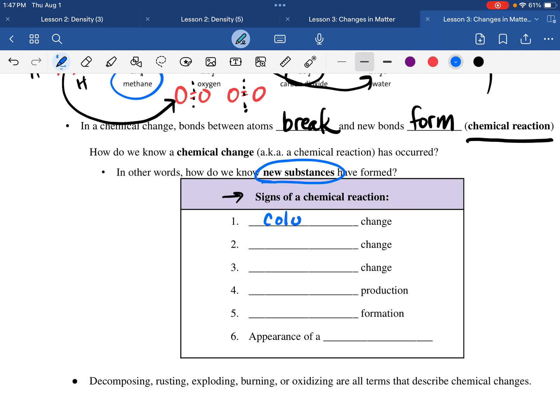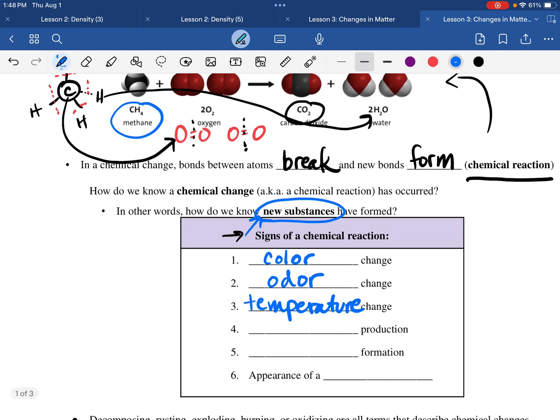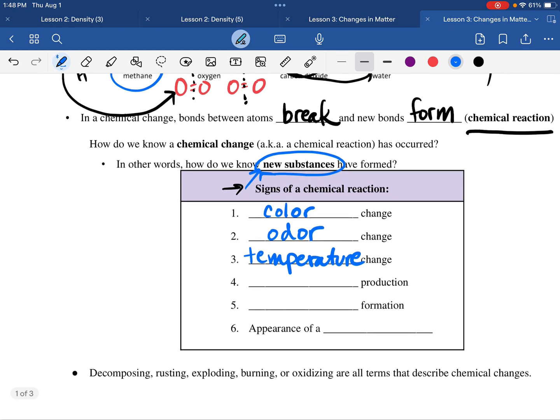You might see a color change. You might mix 2 liquids and a new substance forms that's a totally different color. You might have an odor change, a new smell. That would indicate a new substance. You might have a temperature change. It might get hot. The reactants might be cooler than the products, or it might get cold, like an ice pack. That's a chemical reaction, one of those little chemical ice packs.